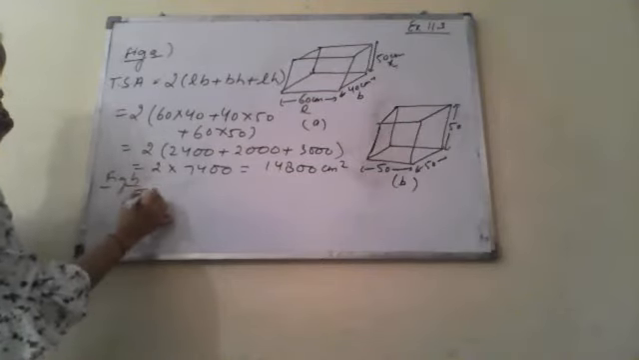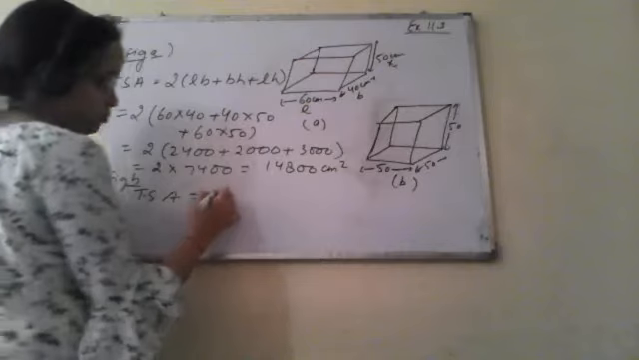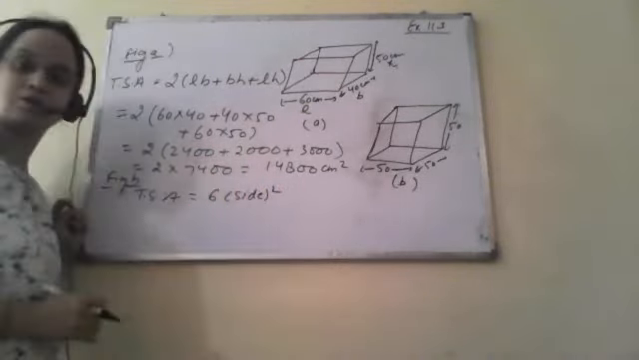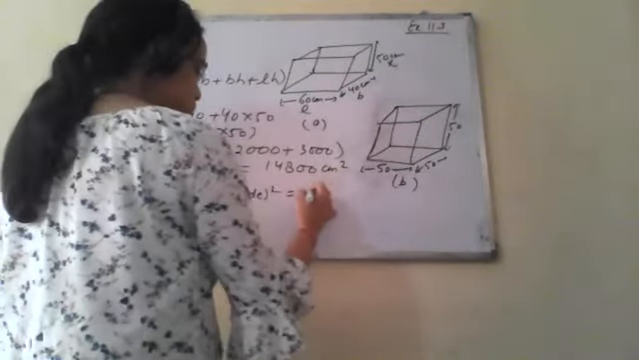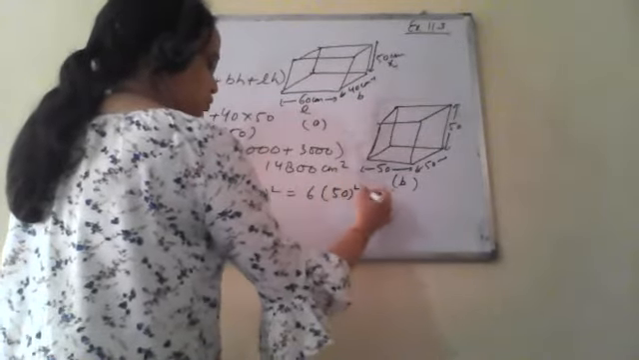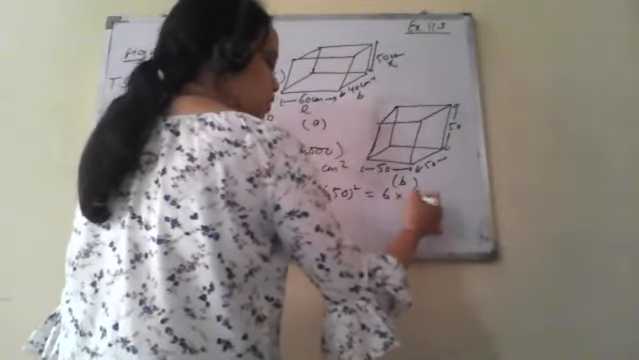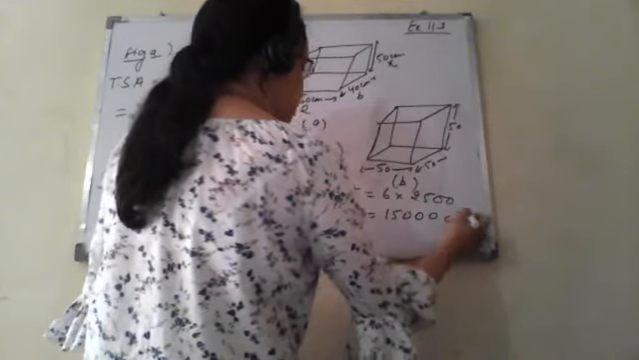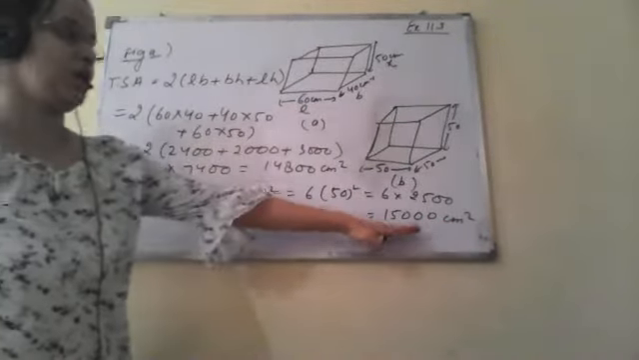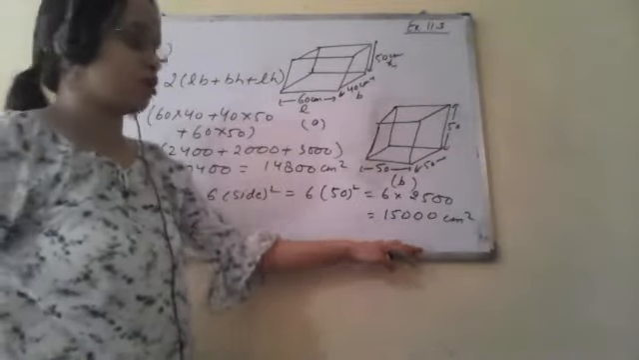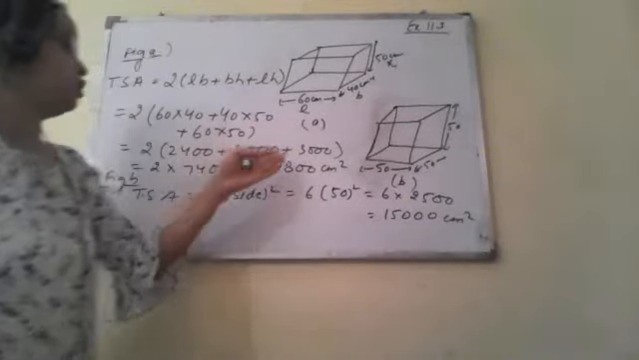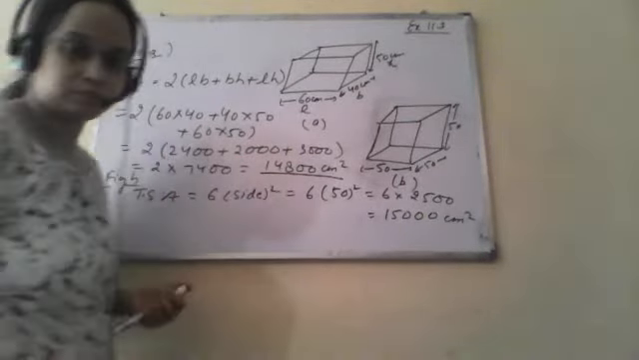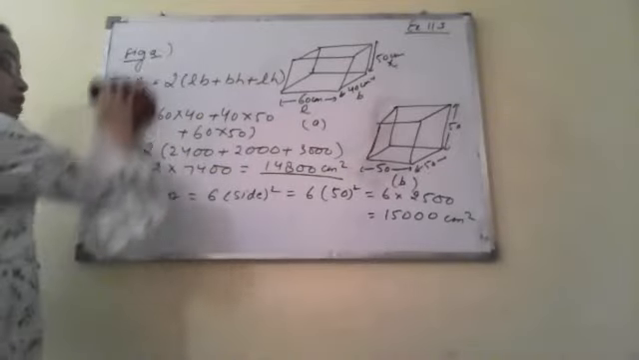So this is total surface area of a cube. It is 6 into side square because all the six faces are identical. So this is 6 into 50 square. This is 6 into 2500, and this is 15,000 centimeter square. So this much value of material is required for figure B, and this is the value required for figure A. So figure A requires smaller area. Clear? Now next question.